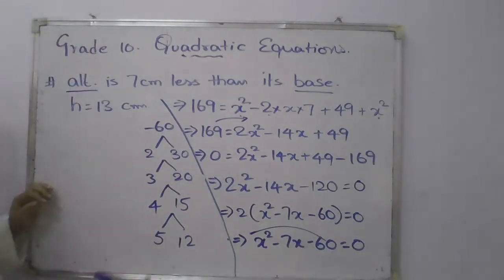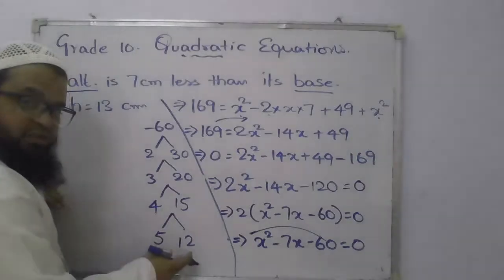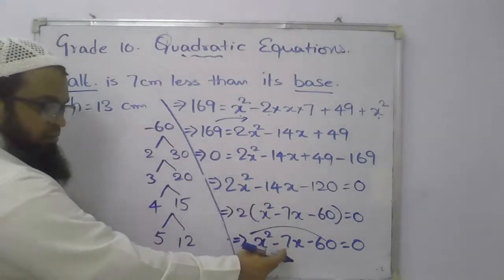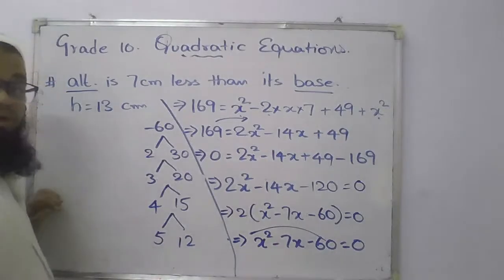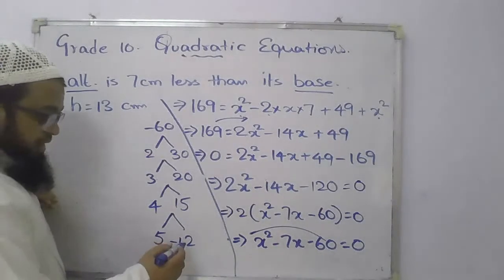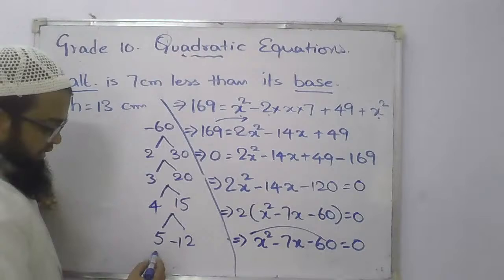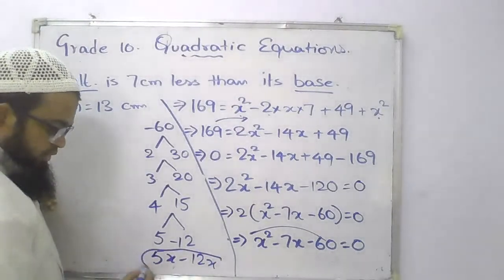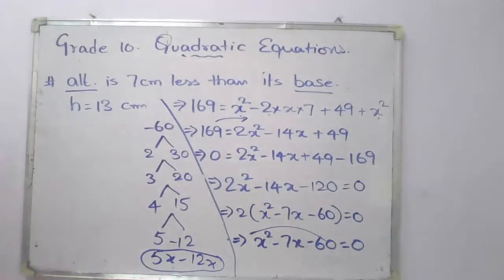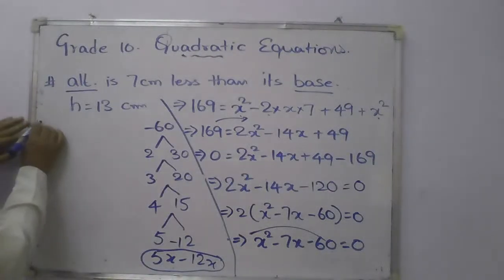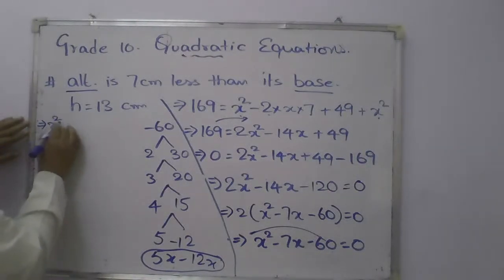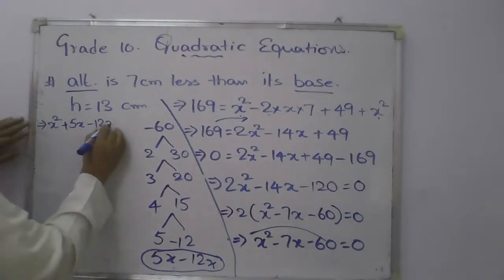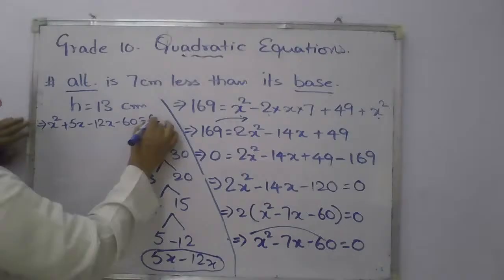So that means you can split the middle term into 5x and 12x. But take care of sign, the product is negative and the middle term is also negative. So that means keep negative for the bigger number. So you can write it as plus 5x minus 12x. Understood? Now let us write. So that implies x square plus 5x minus 12x minus 60 is equal to 0.